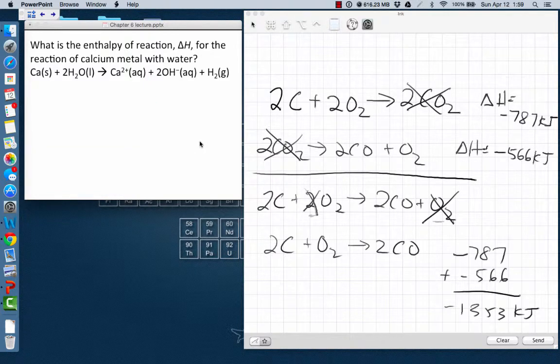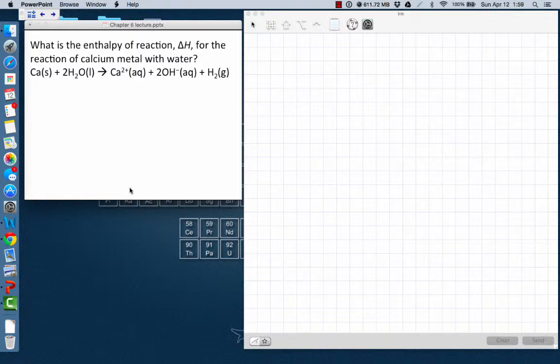All right, here's another one. What is the enthalpy of reaction for the reaction of calcium metal with water? I'm going to clear this screen. So let's see what we're trying to get.